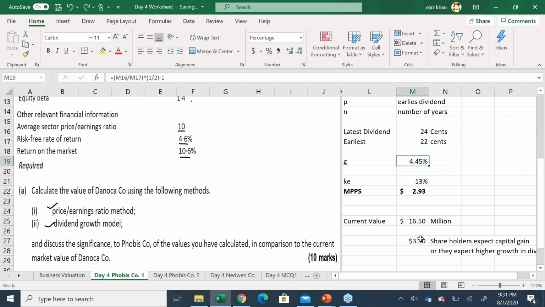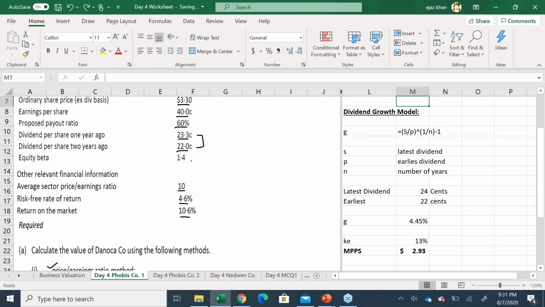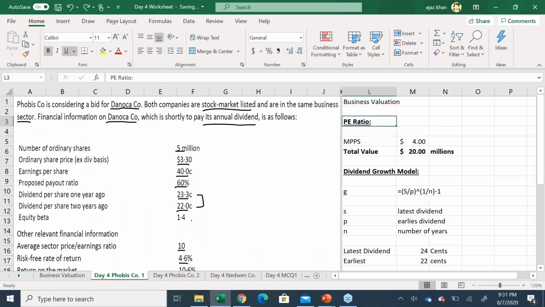So one of the reasons why this price is higher is the expectation of the shareholders of a higher growth rate. The second may be the capital gain, because in the growth model we have ignored the capital gain. Maybe they have considered the capital gain as well. That's why they are buying it for a higher price than predicted by this. But when it comes to the PE ratio, which takes earnings into consideration, it predicts a price of $20 million. And this is probably going to be the price at which the Denoka company owners may be willing to sell this company for.